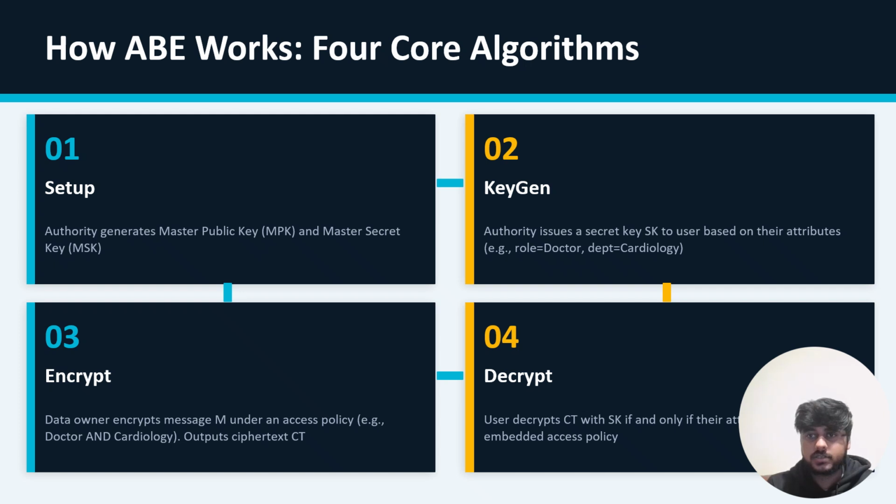ABE operates four core algorithms. First, setup: a trusted authority generates a master public key and a master secret key. Second is keygen. The authority issues a secret key to each user based on their attributes. Third one is encrypt. The data owner encrypts a message under an access policy. And the fourth one is decrypt. A user can only decrypt if their attributes satisfy that embedded policy. Crucially, the server never sees the plain text at any point.